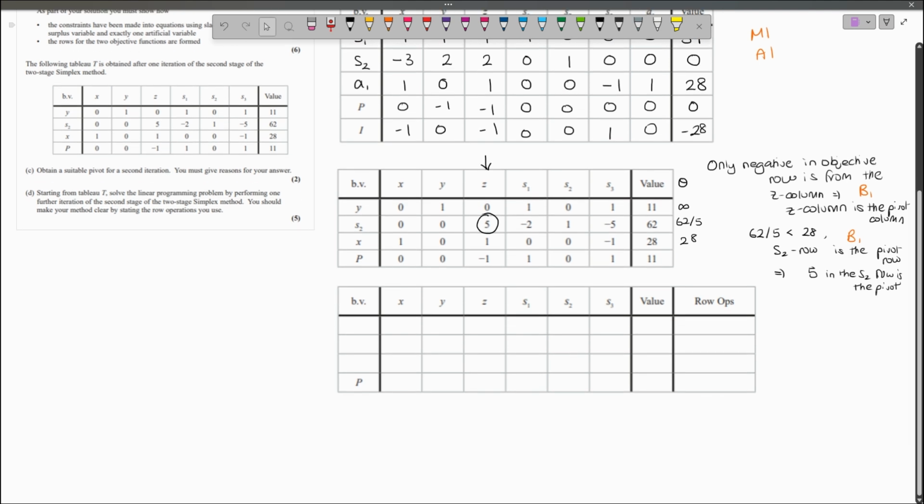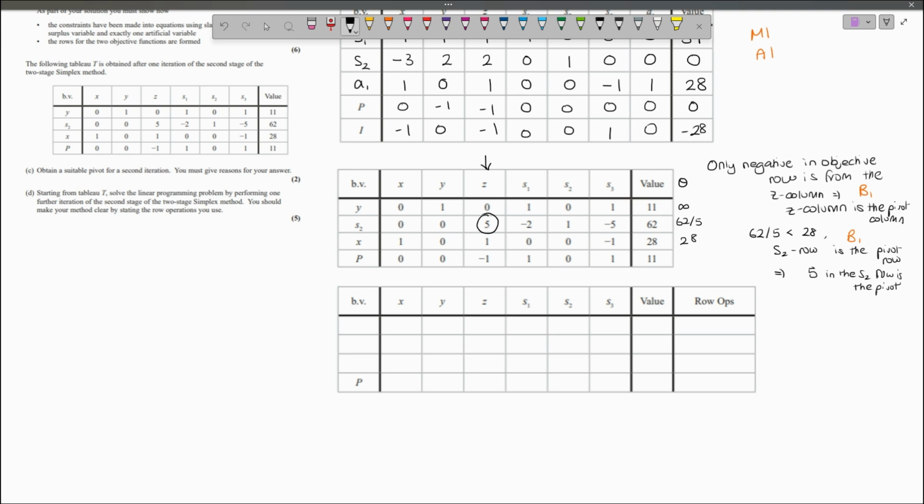And now we're asked to start from the table T provided, solve a linear programming problem by performing one further iteration of a second stage of a two-stage simplex method. So we're just asked to do this second iteration. So let's try doing that iteration.